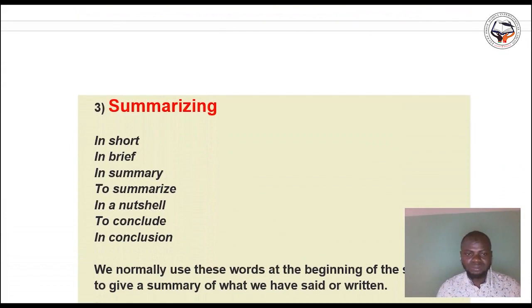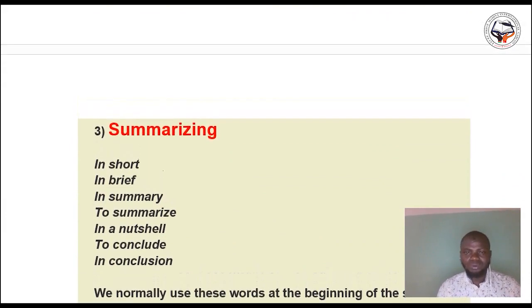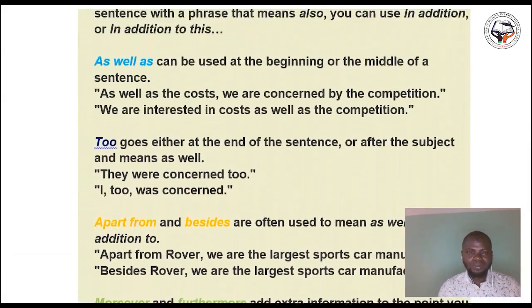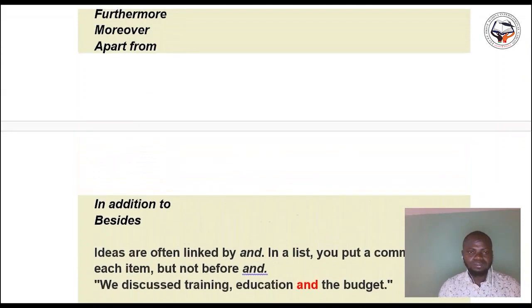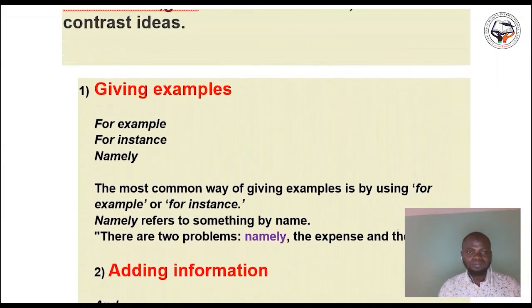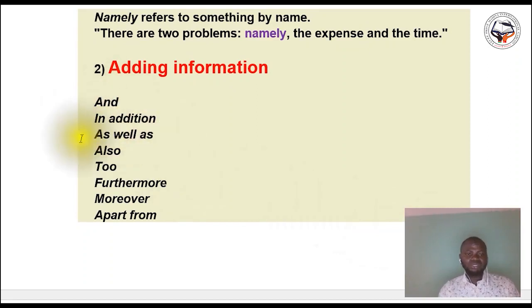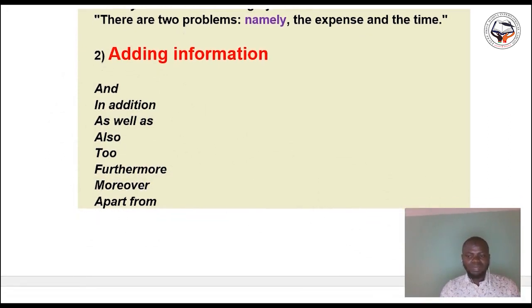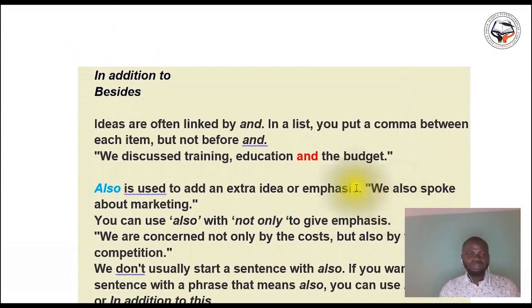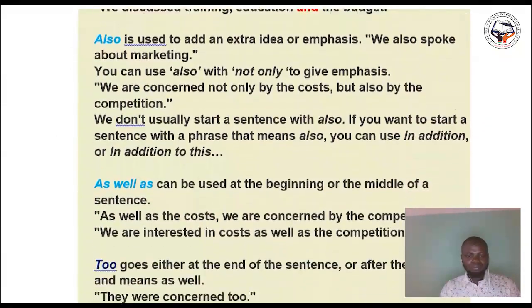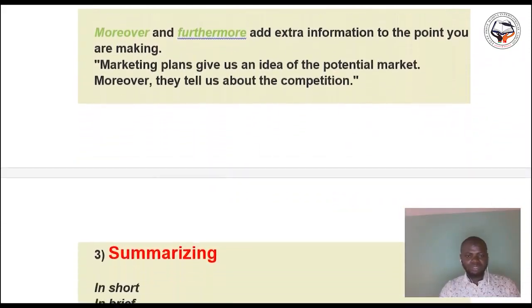If you want to summarize, we can read the words together. Giving examples, we have for instance, namely. Adding information, we have and, in addition, as well as, also, to, furthermore, moreover, apart from, in addition to, besides. Let's continue. As it is a revision, we have already seen all these.